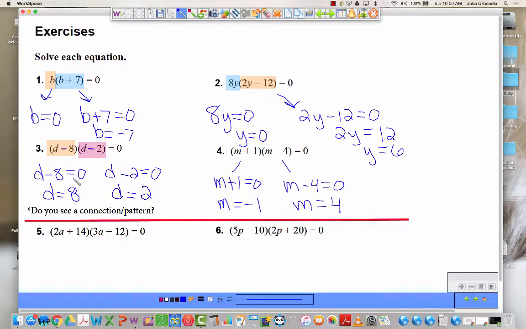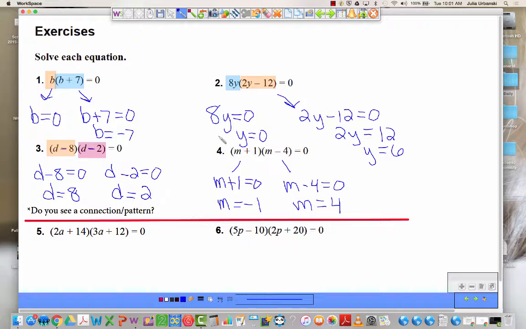This one right here. You have a D minus 8. What does our answer turn into? We had a D minus 8. What does our answer turn into? Somebody say it. Positive. Good. D minus 2. It's minus. It's negative. What does it turn into? D equals positive 2. All right, so what do you do every single time?